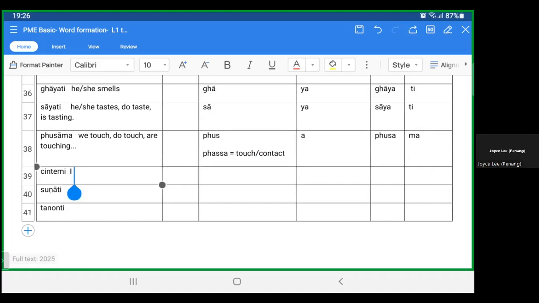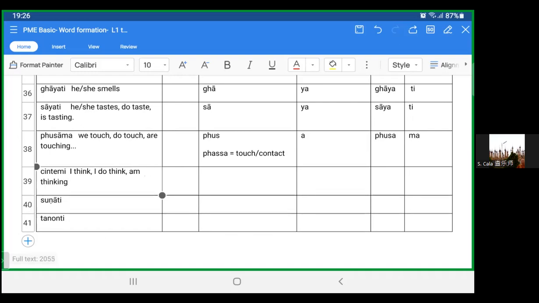Okay. Next one. Okay, cintemi. I. What is cintemi? I think. Okay, I think, I do think, I am thinking. Okay, now find out the root.